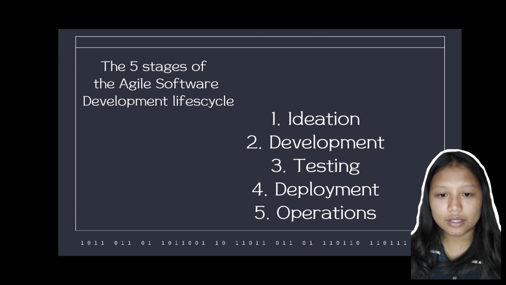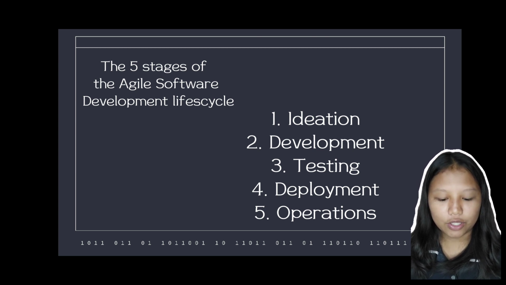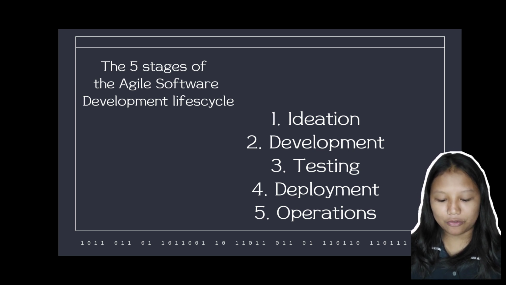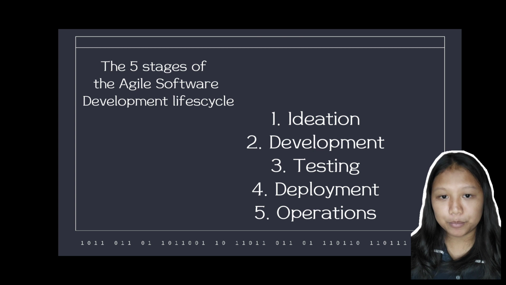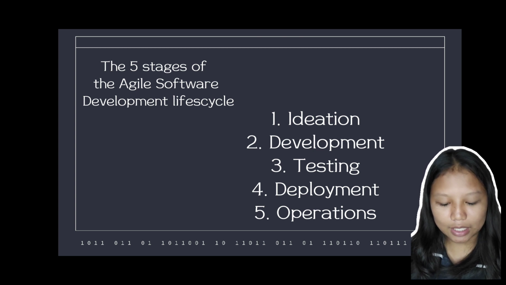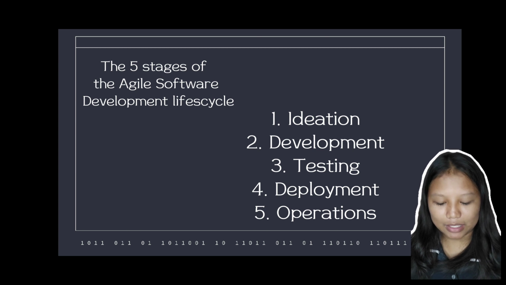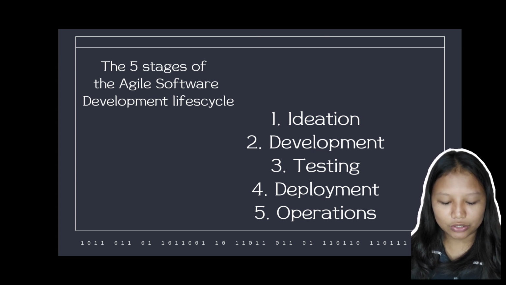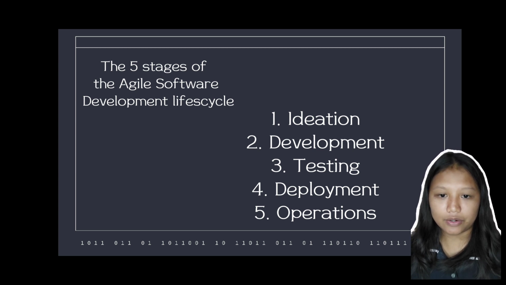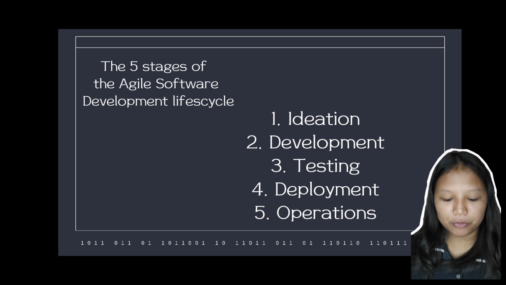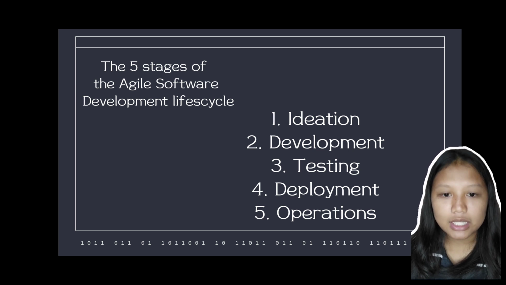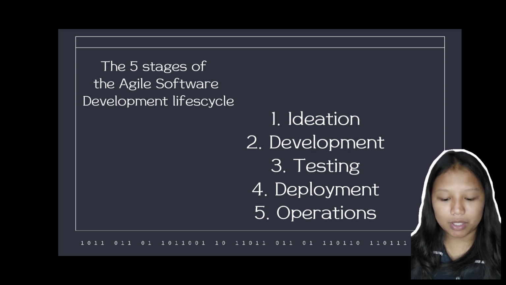The third is testing. Development went smoothly and the team is happy with the first iteration of the app. Before it is released, it has to go through quality assurance. The agile team tests the app to ensure full functionality by checking that the code is clean, addressing bugs and errors, and performing trial runs. Stage 4, deployment.